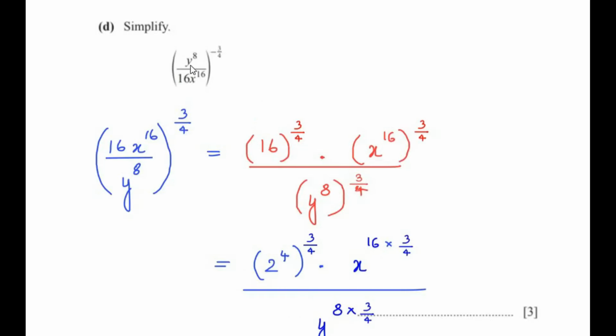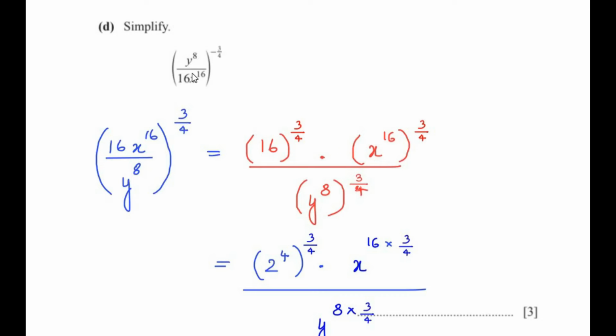Simplify y to the power of 8 over 16x to the power of 16. The whole thing is raised to the power of negative 3 over 4. Now for these kind of questions, first make sure that you are changing this negative power into a positive power. So here we do that by flipping this fraction upside down. So 16x to the power of 16 becomes the numerator and y to the power of 8 becomes the denominator. So here you can see the negative power has changed into a positive power.